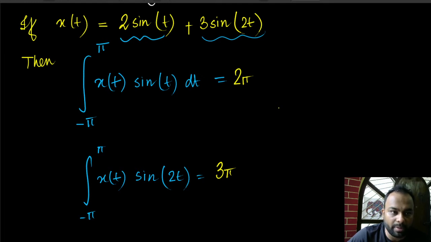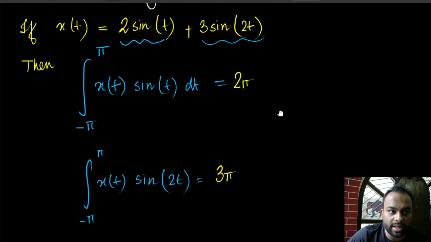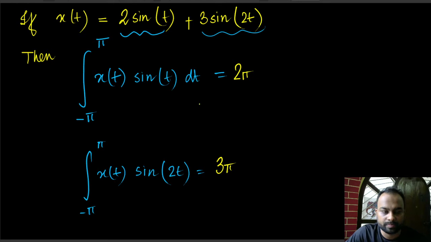Why is the second one 3 pi? Why do you think it's 3 pi? Again, if I simplify the second one, I would have 2 sin t into sin 2t and 3 sin 2t into sin 2t, and for the 3 sin 2t into sin 2t part, I would have 3 into pi. So the answer is 3 pi, right? So please, all of you agree that you follow this, because we are going to proceed from this.